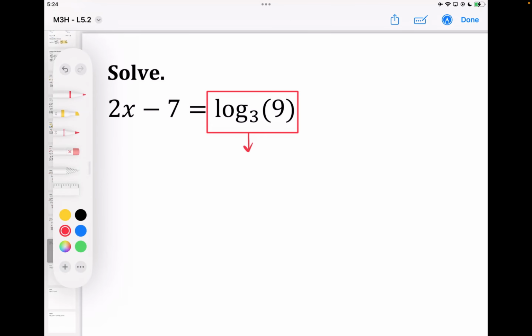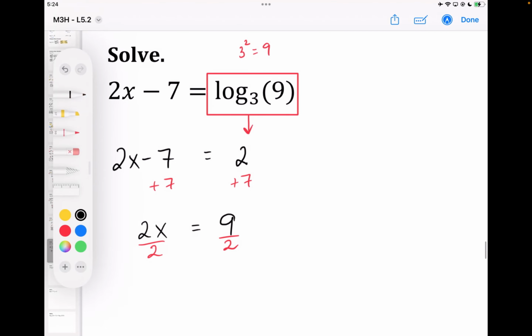I can tell it simplifies because A, there's no variable, and B, I know that 3 to the second power gives me 9. So log base 3 of 9 simplifies down to 2, because remember we're just looking for the exponent. So I know 2x minus 7 is equal to 2. So I'll solve by adding 7 to both sides. And I have 2x is equal to 9. I divide by 2, and you're left with x is equal to 9 over 2, or 4.5.